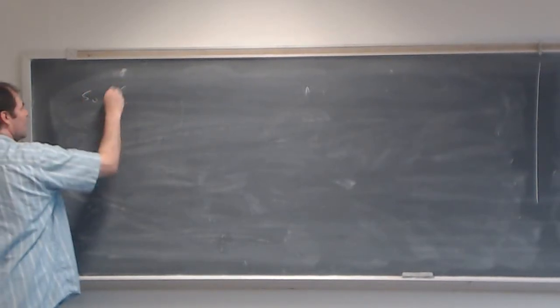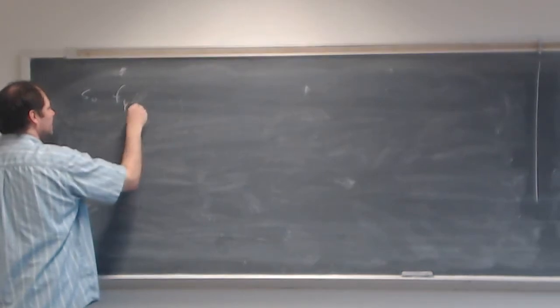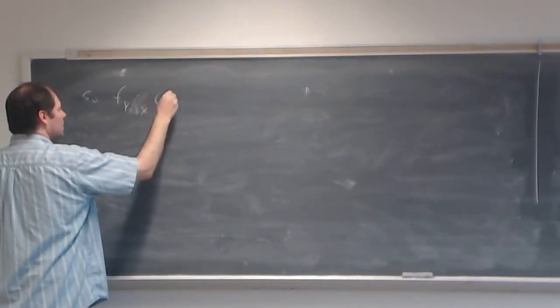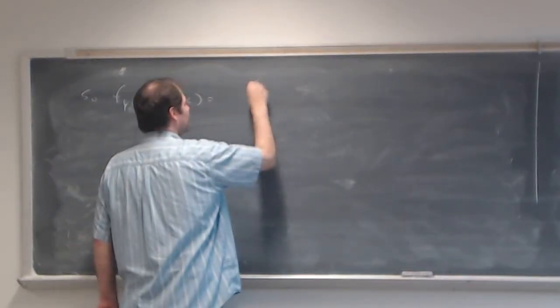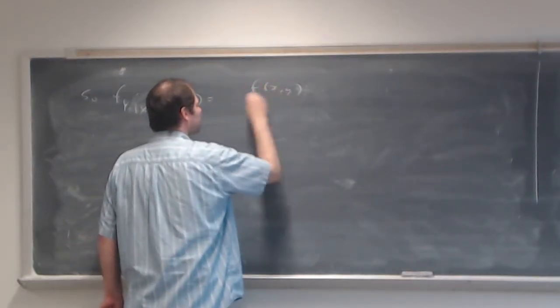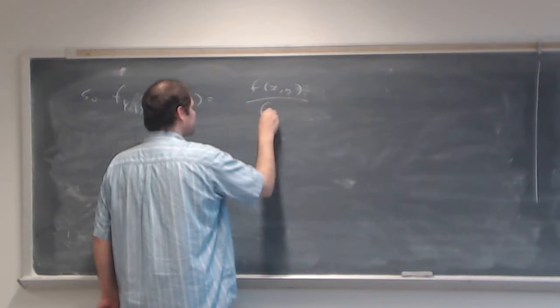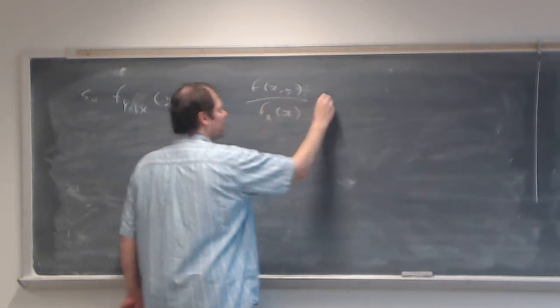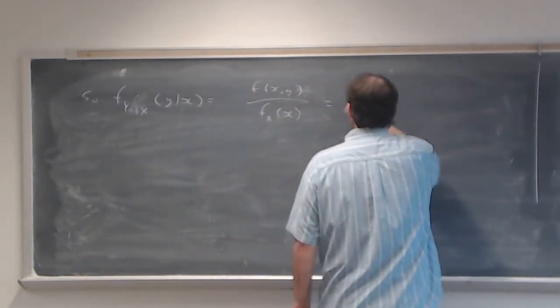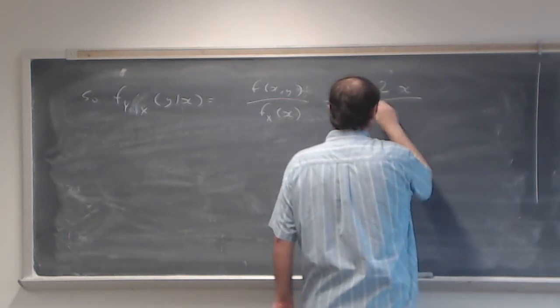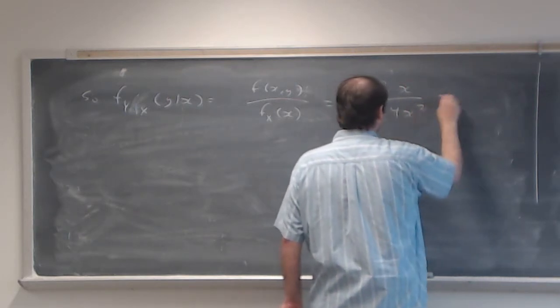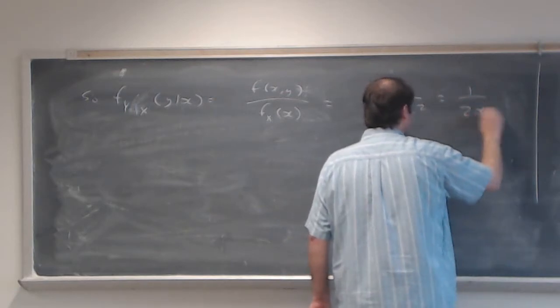Okay, so f sub y given x of y given x. Remember, that is f of x comma y over f sub x of x. And so that's going to be equal to this guy over the region which is non-zero. It's 12x over 24x squared. So we end up getting 1 over 2x.